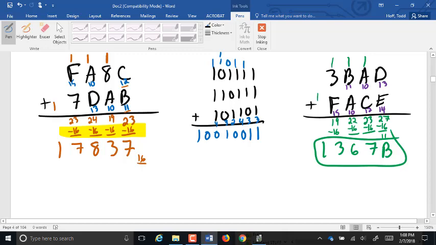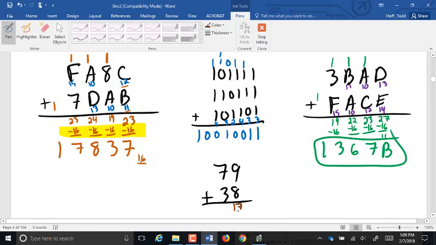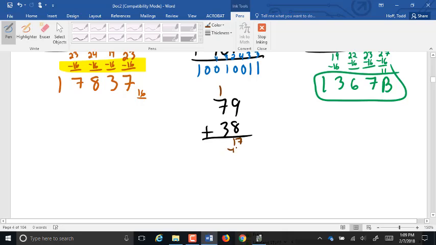Yes, because 16 is your base. Because if we have like 79 plus 38, we get 17 here. Well, the reason we have 7 left is that 1 we're carrying, we're subtracting 10 to leave us with 7 because it's a base 10 system.